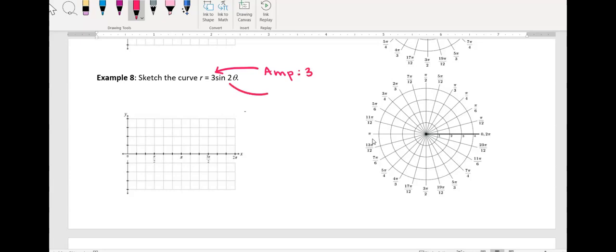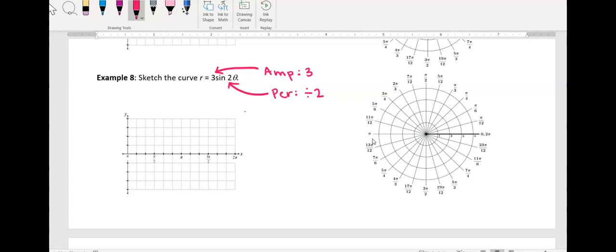And this 2 theta here is changing your period. So your period is now going to be divided by 2. Okay, so let's take the general shape of the sine function and change it using this amplitude and this period.